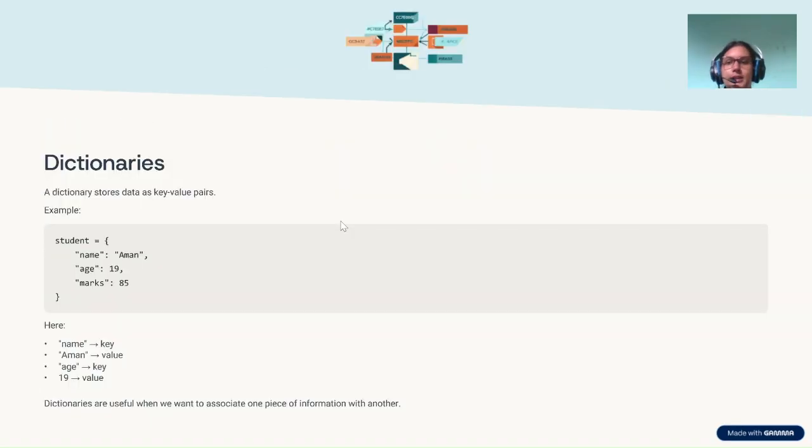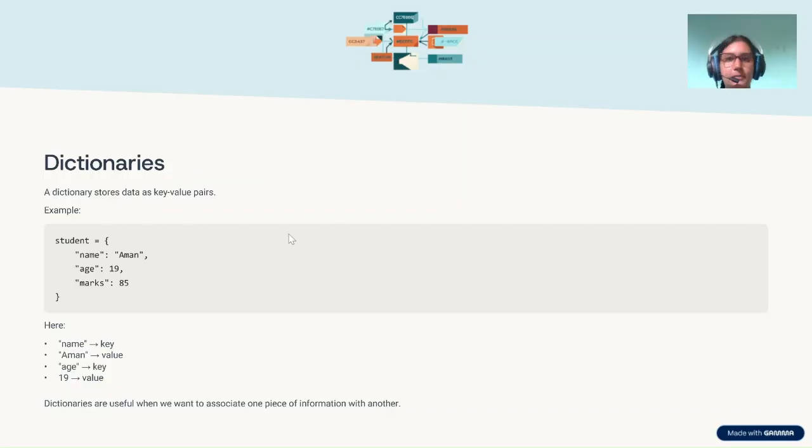Let us now move on to our fourth and final data structure for today, which are dictionaries. A dictionary stores information as key value pairs. Think about a real dictionary. You have a word and you have its meaning, right? Word meaning, key value pairs. Key, which is the word, and its meaning will be the value. That is how it is in Python as well. We have a key and a value associated with that key.